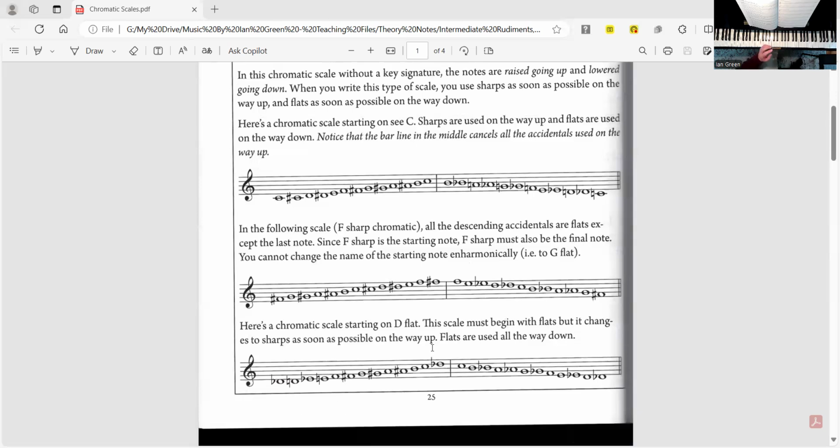Now, there is no rule about writing sharps or flats interchangeably in a chromatic scale. So the chromatic scale starting on D flat is an interesting example on the bottom of page 25.